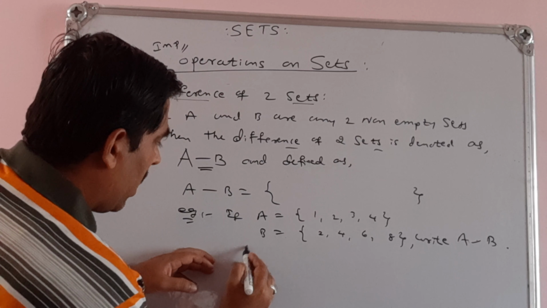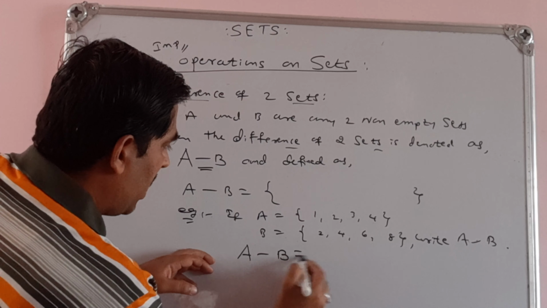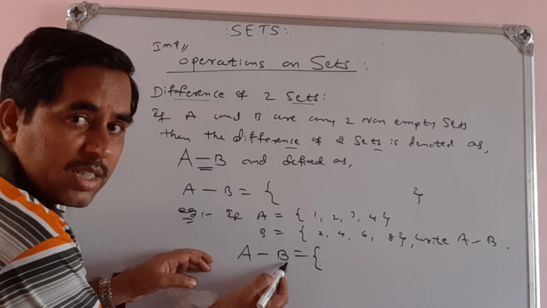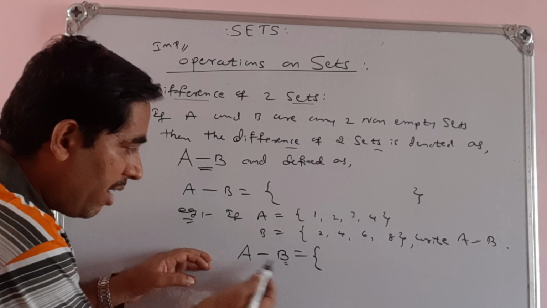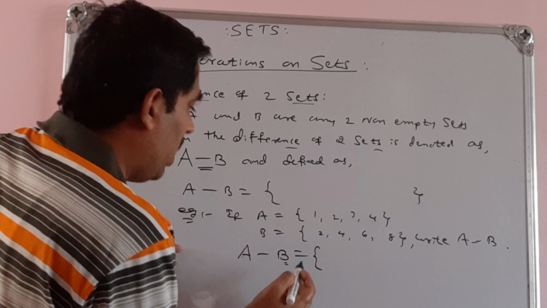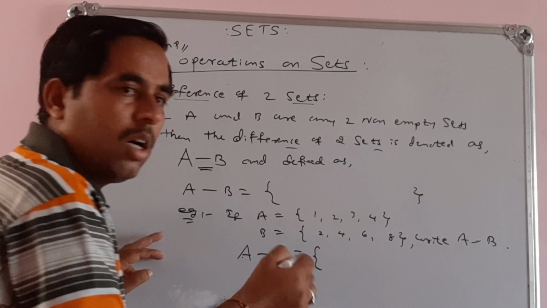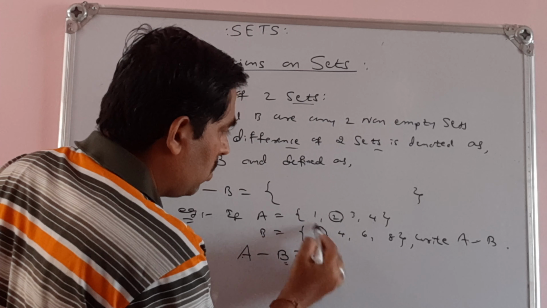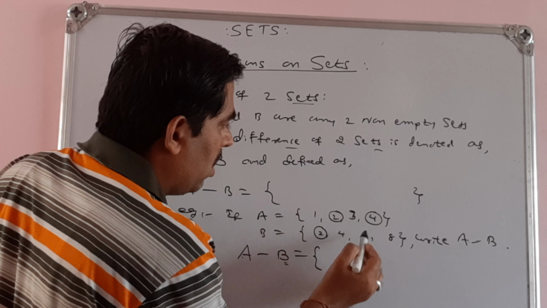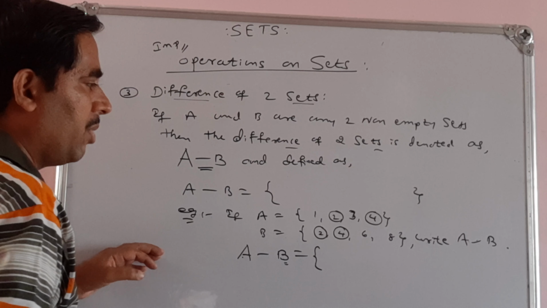A minus B. Observe carefully. I am subtracting the second set B from A. So first let me mark the common elements. What are the common elements here? 2 and 4. These are the common elements.